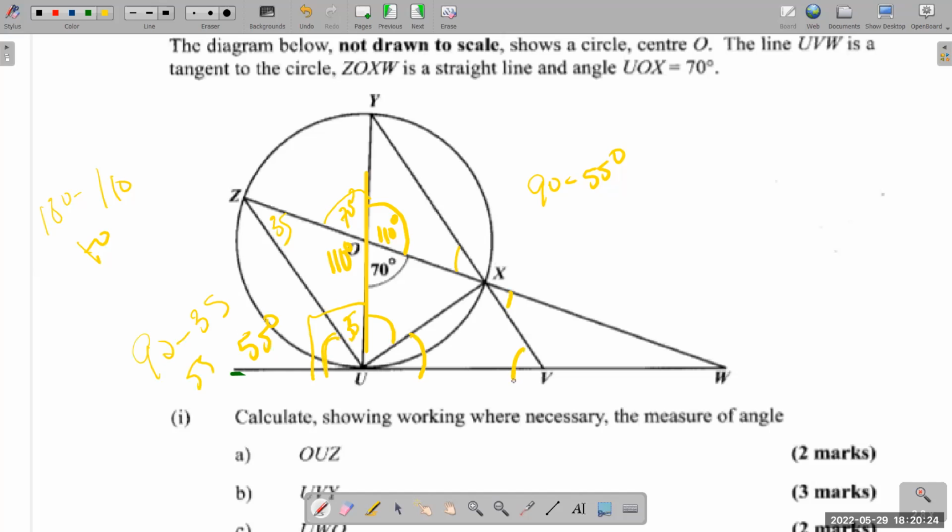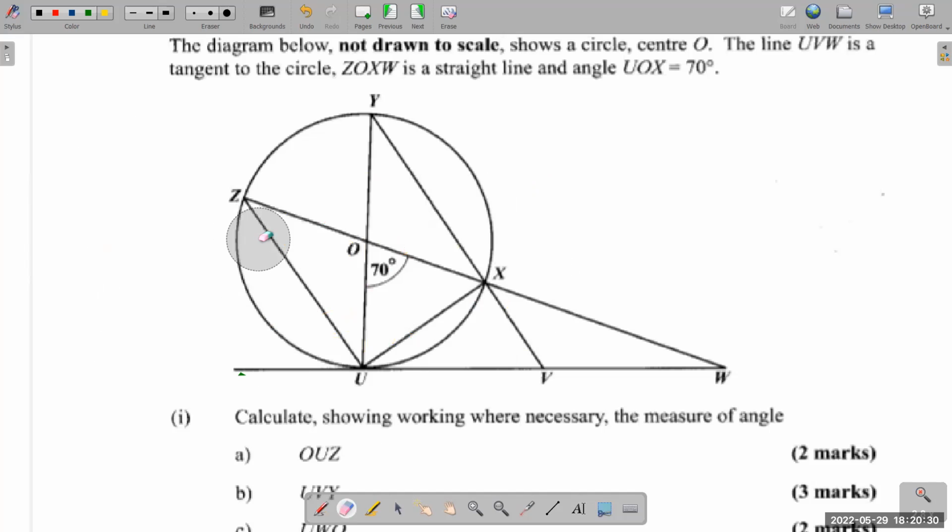Everybody with me? That was a lot, but I hope everybody was able to follow. And as we see here, we not only made use of the theorems, we made use of the geometry rules: vertically opposite, supplementary, isosceles angles. So, all right, let's take a look at the actual question now.